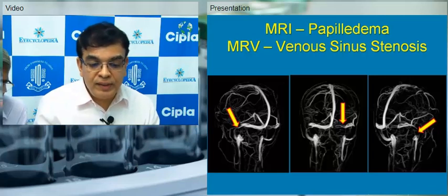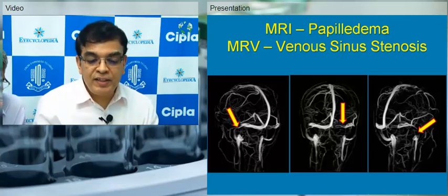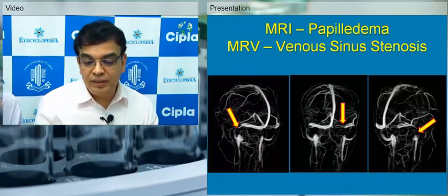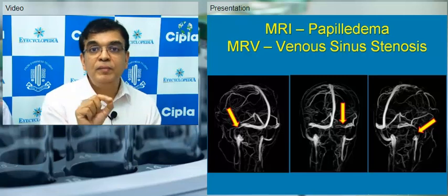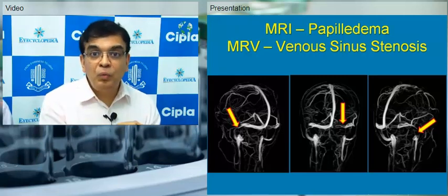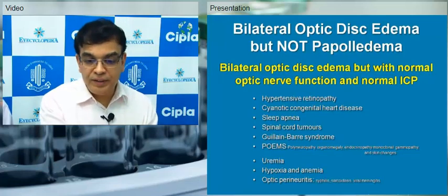You can see the superior sagittal sinus, which divides in the back of your head into the right and left transverse sinuses. So you can see the normal left transverse sinus, but see in the middle picture, the right transverse sinus is either hypoplastic or stenotic. And not only that, the right sigmoid sinus is also very much narrowed. So dural venous sinus stenosis is quite commonly associated with idiopathic intracranial hypertension.